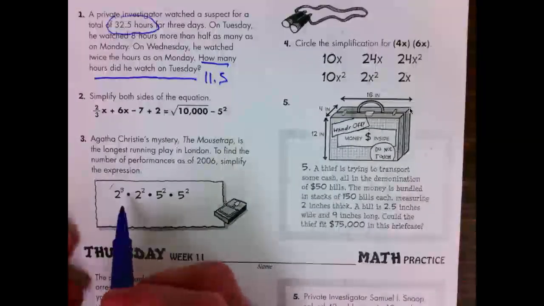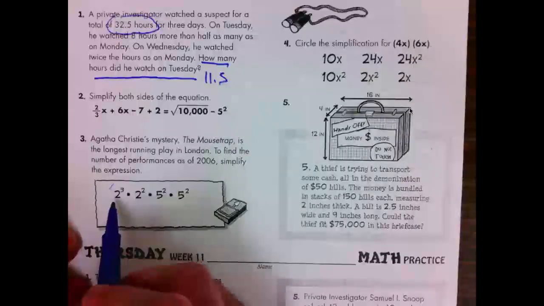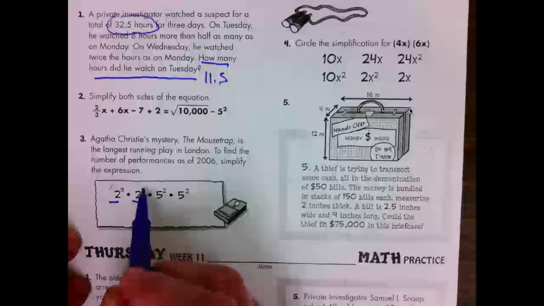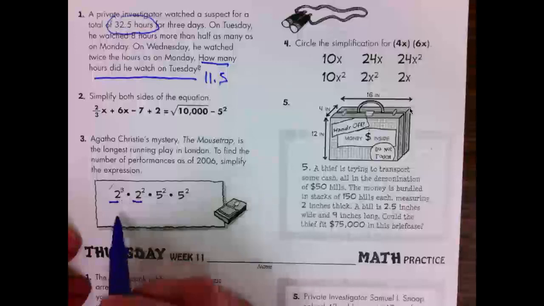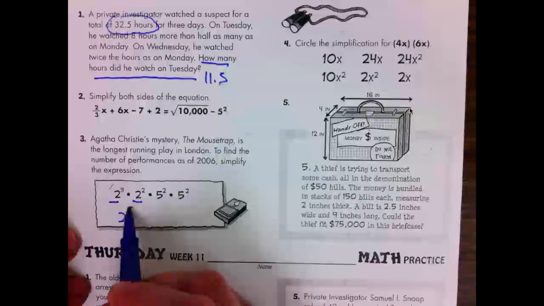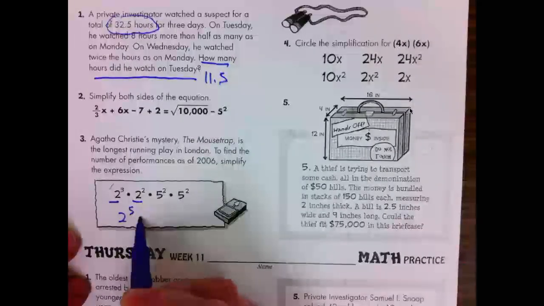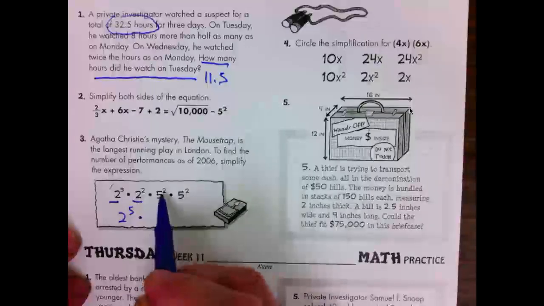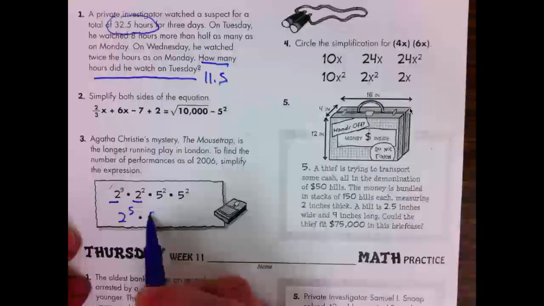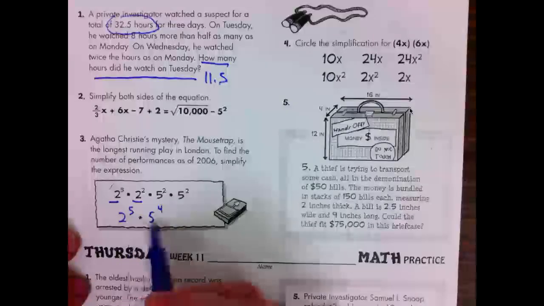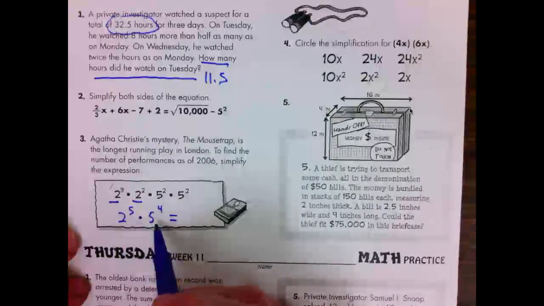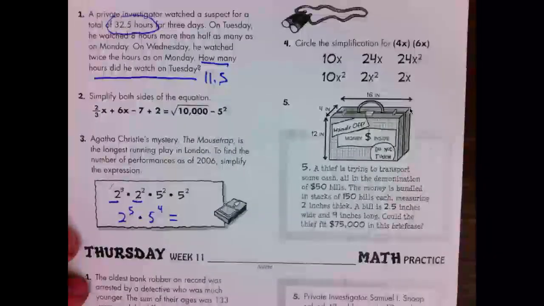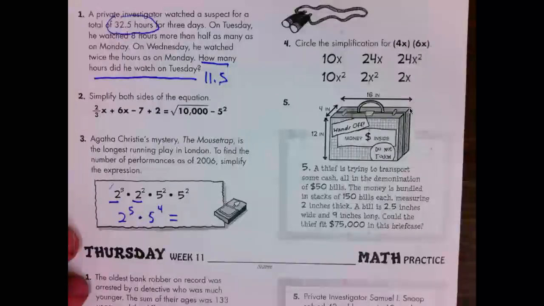We could also simplify using our exponent rules. When the bases are the same, add the exponents. 2 to the third times 2 squared becomes 2 to the 5th, preserving the multiplication in the middle. 5 squared times 5 squared will be 5 to the 4th. Now we cannot simplify any more from there. We could use the calculator and evaluate that product.